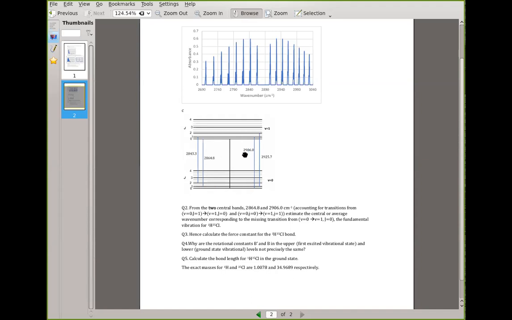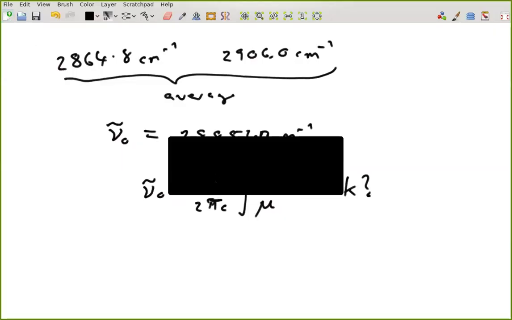So if we take the difference between the 2843 and the 2906, the difference is going to be 6B. And if the difference is 6B, then we can easily calculate what B is. And if we know what B is, then we can calculate what I is. If we know what I is, we can calculate what the bond length is. So maybe if I can summarize in terms of what's happening.